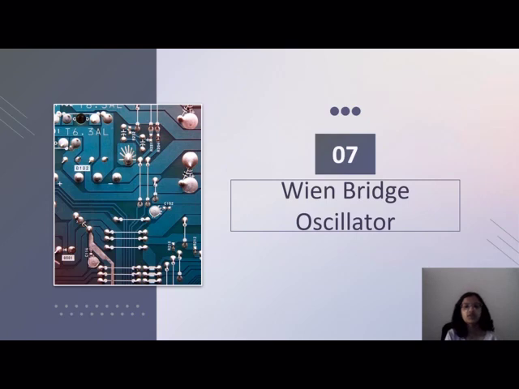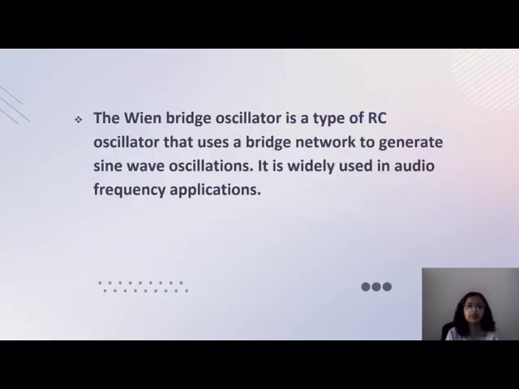Wien bridge oscillator. The Wien bridge oscillator is a specific type of RC oscillator which employs a bridge network to generate sine wave oscillations. Its unique design and functionality make the Wien bridge oscillator well suited for applications in the audio frequency range. This oscillator stands out for its capability to produce precise sine wave outputs, contributing to its widespread usage in audio applications.